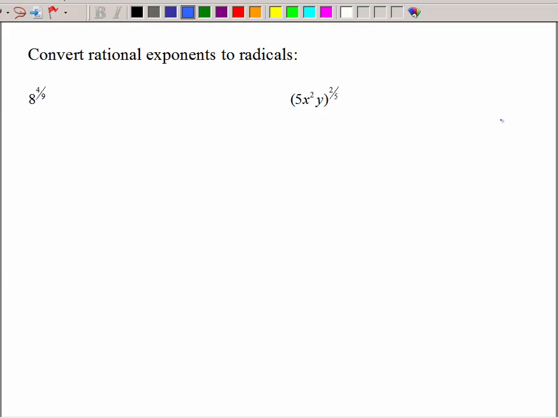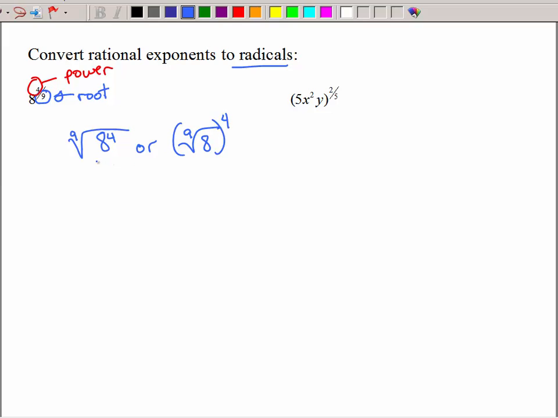We're going to convert rational exponents, fraction exponents, to radicals. Very simple process. I know it looks scary, but don't panic. This bottom number tells you the root. This top number tells you the power. So if I want to convert this to radicals, I take the 8, I take my radical sign, and the root goes right there. You have to be careful. I need to be able to read it. And the power can go inside, or we could write it as the 9th root of 8 raised to the 4th. Either way is perfectly acceptable.